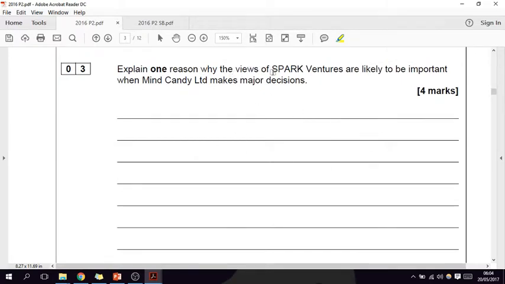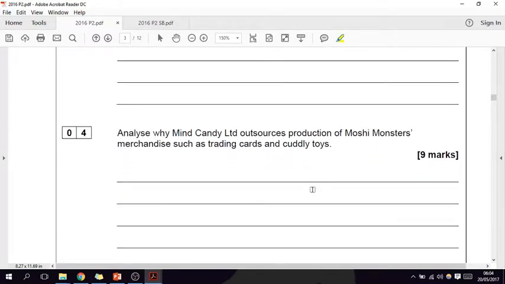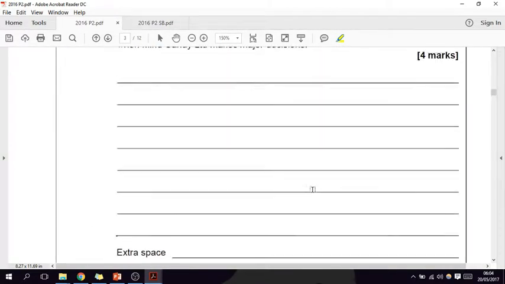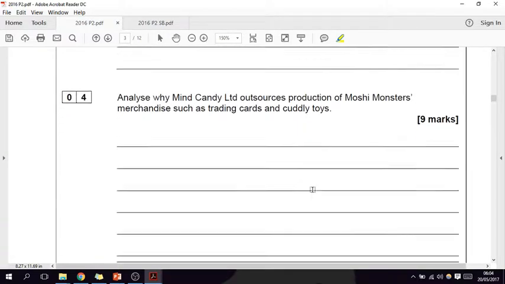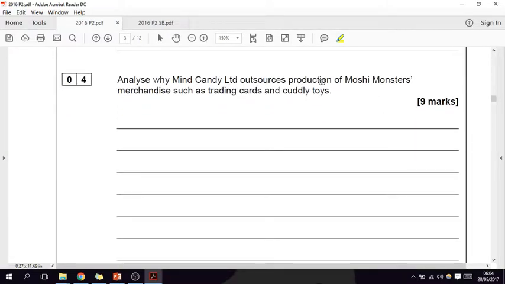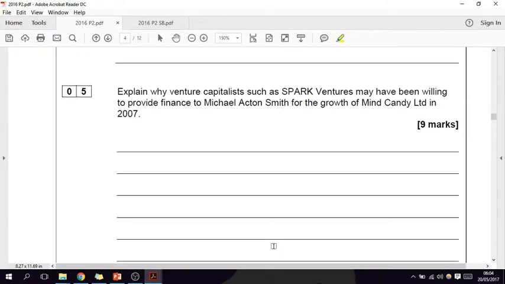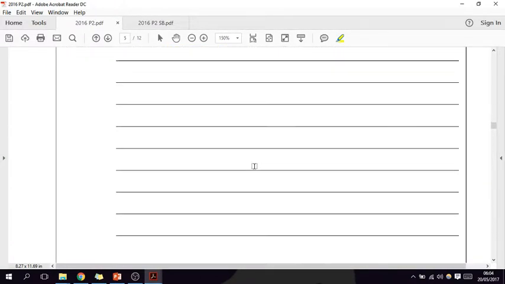The views of Spark Ventures, I'm not sure what that is, but I'll be looking out for it when I'm reading the case study. Now, those are the short questions at the beginning: 2 calculation questions, 1 short explain question. Then we get into the 9-mark questions, and the key term in this one, I can see quite quickly, is outsourcing. So highlight that, write outsourcing on the case study. Spark Ventures, finance. Okay, so the key term in this question is venture capital. So I'm going to be looking out for information about venture capital.